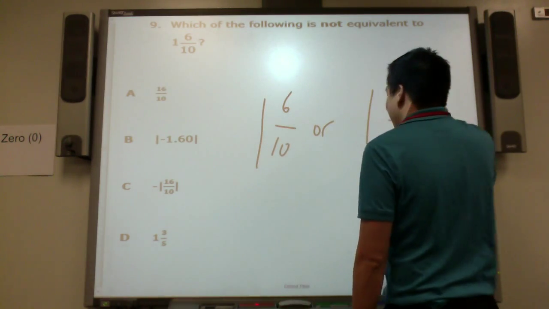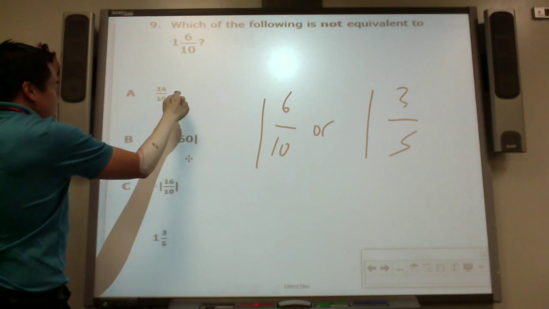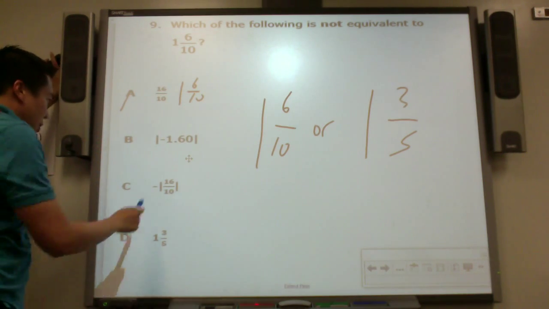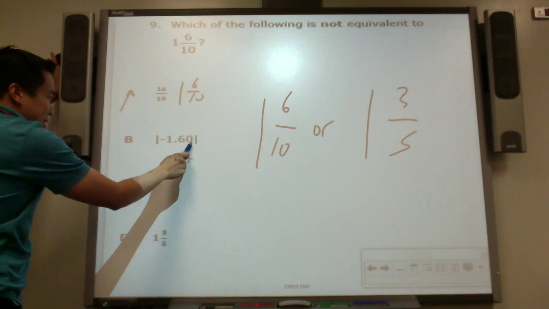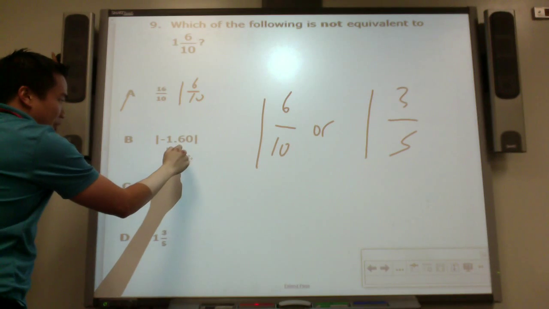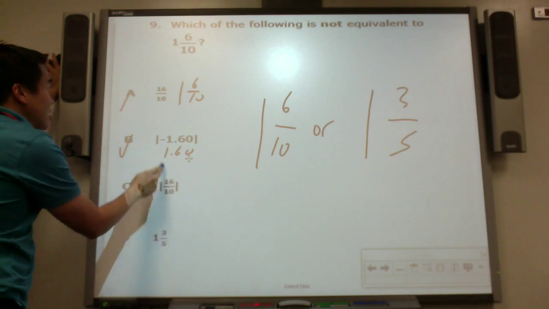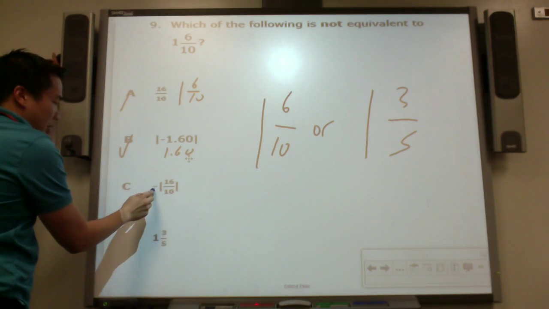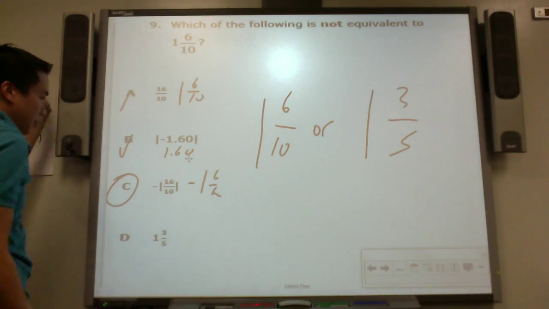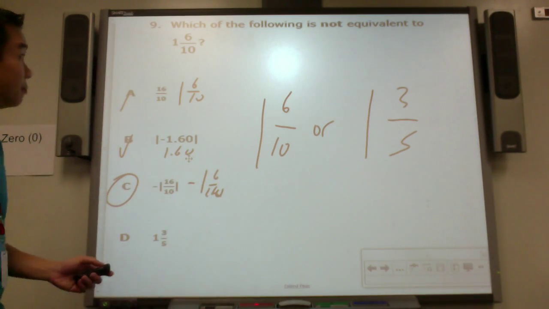Which of the following is not equal to 1 and 6/10, or 1 and 3/5 as you simplify? Let's see. 10 goes into 16, one group, 1 and 6/10. Oh, that's correct. 1.60 is correct. That's 16/10, that's 1 and 6/10. But then the negative means opposite of, so it's negative 1 and 6/10. C is the answer, because all the rest are positive, that's the only one that's negative.